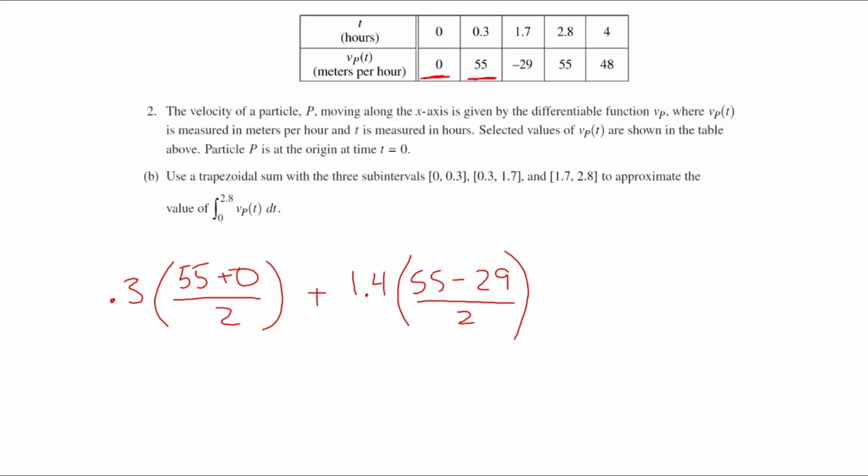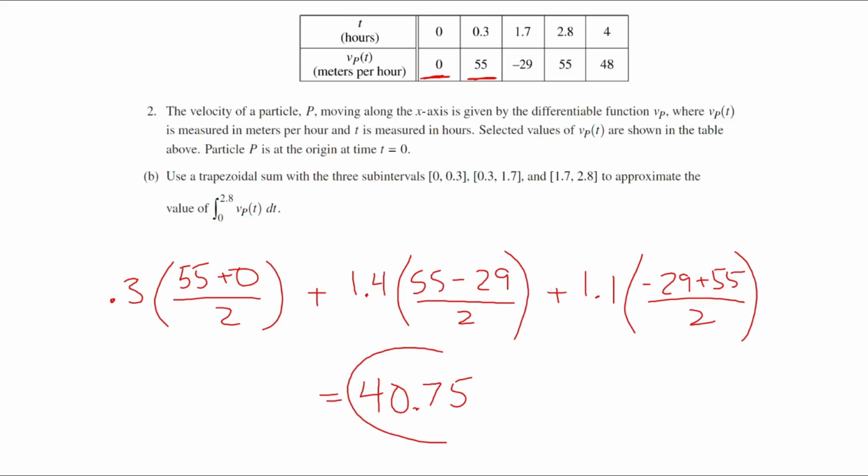And then we'll do one more here, right? From 2.8 to 1.7 is 1.1. So it'll be 1.1. And then it'll be, well, negative 29 plus 55, again, divided by 2. And so we just need to go ahead and evaluate that. I'm not going to go through the effort of punching it into my calculator, because I think we can all do that. It's equal to 40.75.